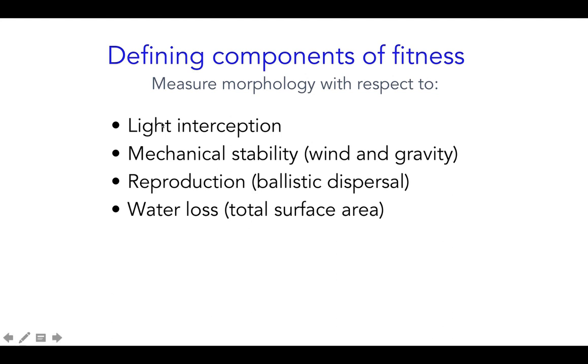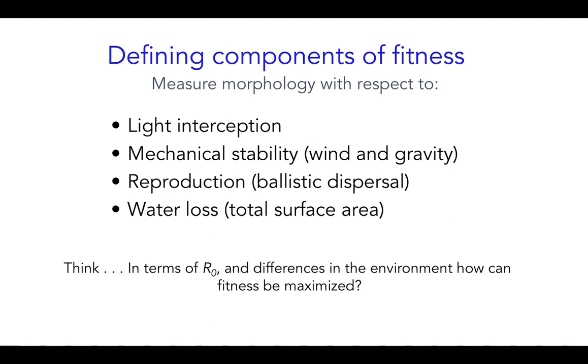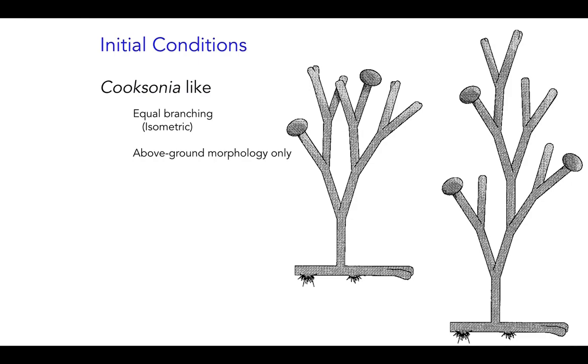So here we have the basic components of fitness: light interception, mechanical stability, reproduction, and water loss. So depending on the environment, selection will act to either maximize or minimize these various different components. So again, think in terms of R sub naught and the differences in the environment, and how natural selection will try to maximize fitness.